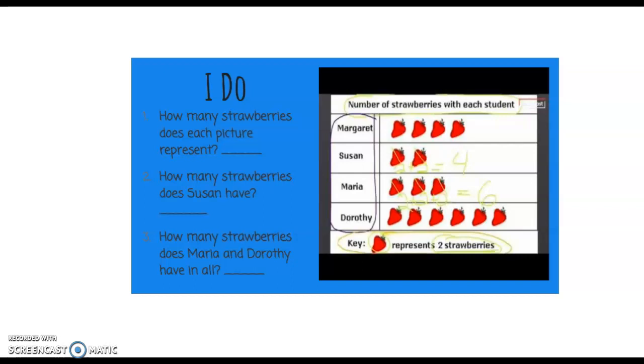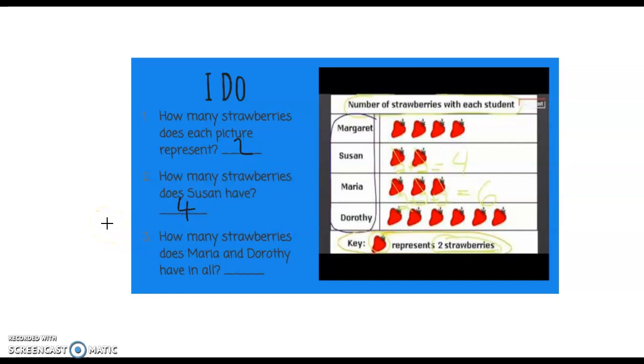It says, how many strawberries does each picture represent? Our key right here tells us that each picture represents 2 strawberries. So here we would say 2. Next, how many strawberries does Susan have? Since each picture represents 2 strawberries, we know that Susan has 2 plus 2 equals 4 strawberries. So Susan has 4 strawberries.